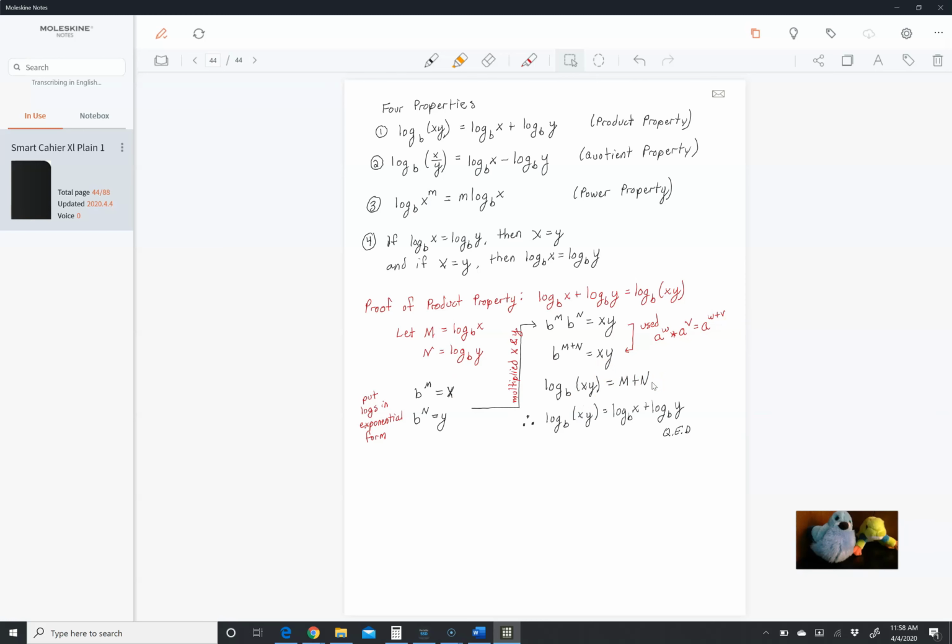And then from here to here, we put it back in logarithmic form. And finally, our last step was to substitute back in for m and n.